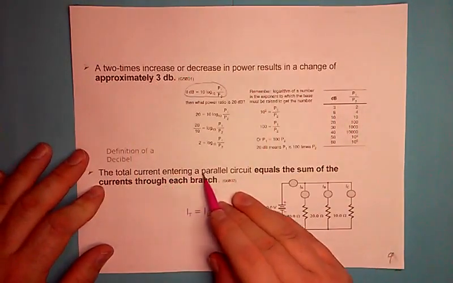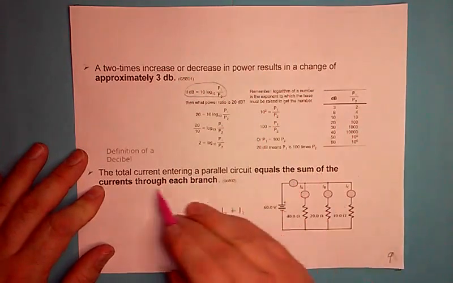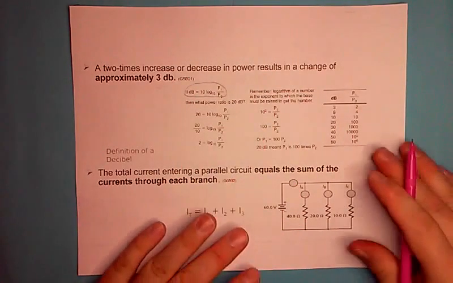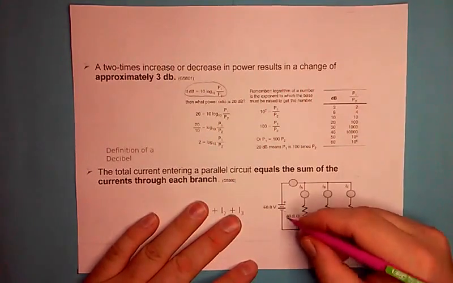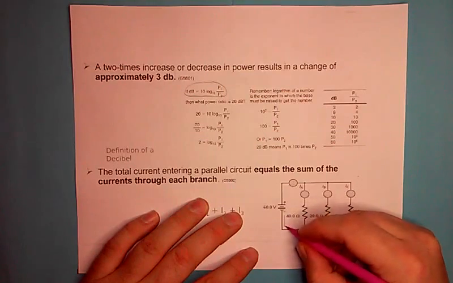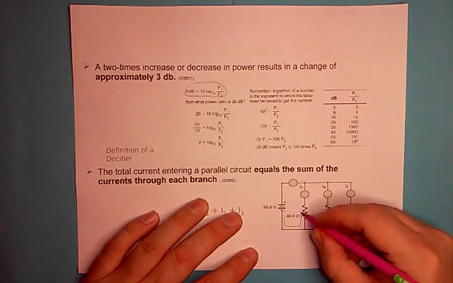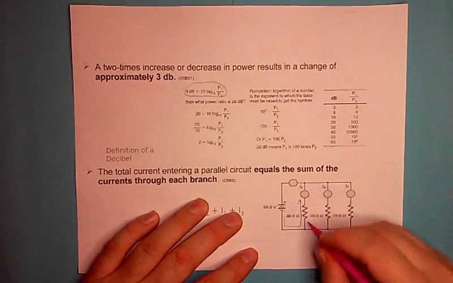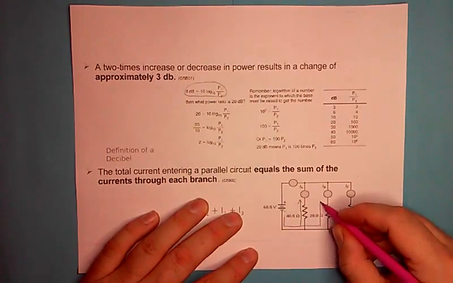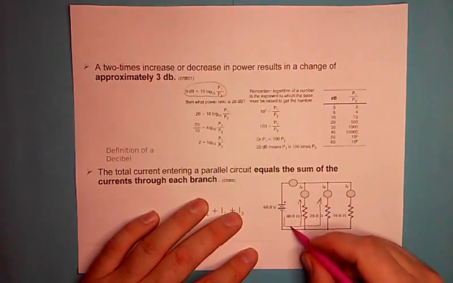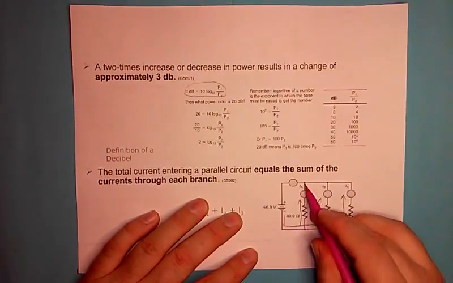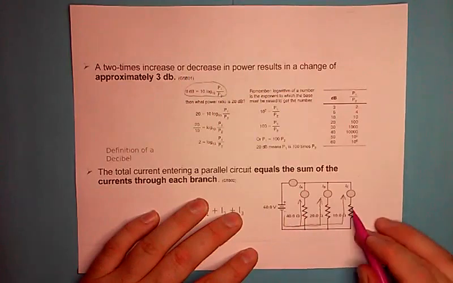Okay, the total current entering a parallel circuit equals the sum of the currents through each branch. All right, so this was discussed a little bit in the technician exam. We have current flow from negative to positive. So if we trace out the current, here's one current. We trace out the other branch. We trace out the third branch. So we're going from negative to positive on each branch.